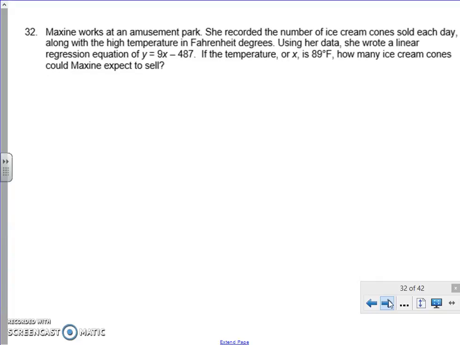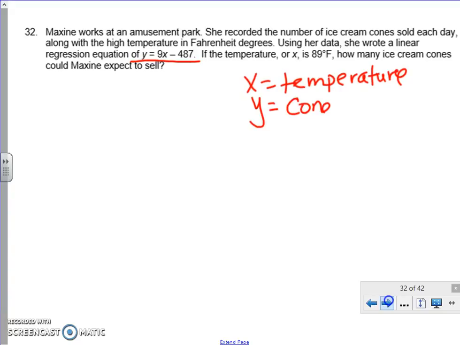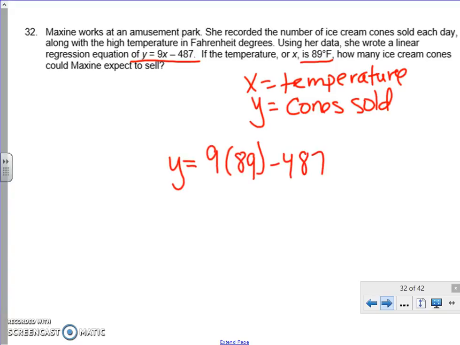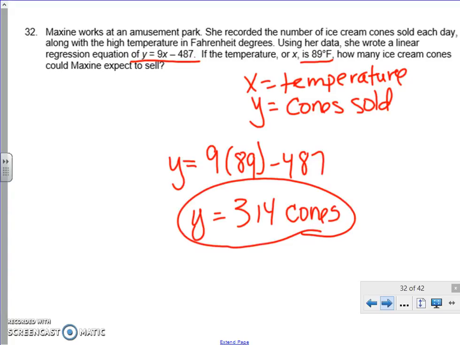All right, number 32. Maxine works at an amusement park. She recorded the number of ice cream cones she sold each day, and she came up with a linear regression equation of y equals 9x minus 487, where x is the temperature and y are the cones sold. And it asked how many will she sell if the temperature is 89 degrees. So we simply plug in 89 for our x and we do the math. And we end up here with 314 cones are what she expects to sell on that day given the temperature of 89 degrees.